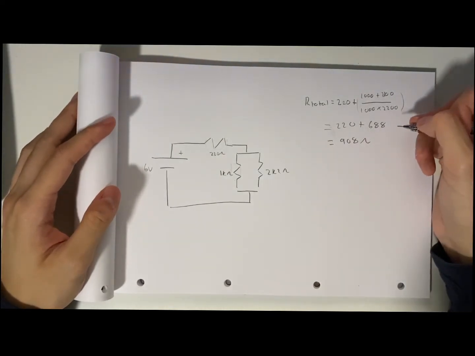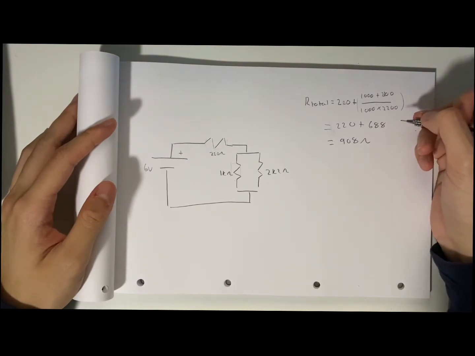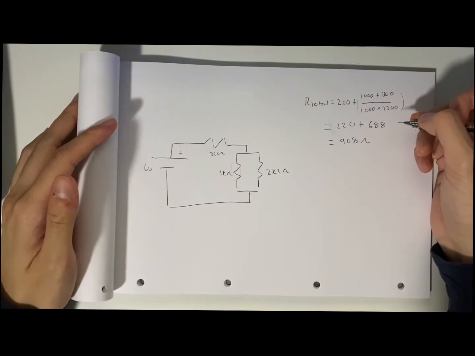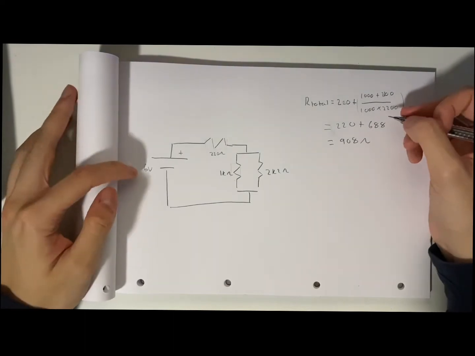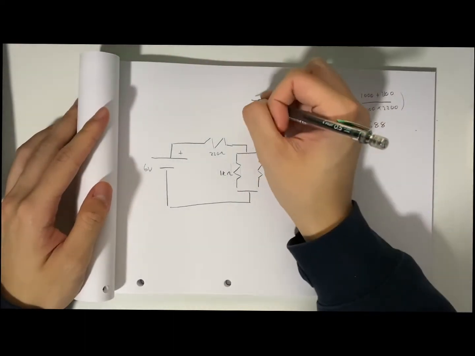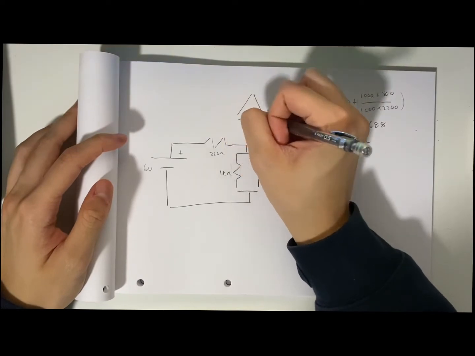Nice. So why did we solve this? Why did we find this? Maybe we want to find the current supplied by our power source. In this case, it's our 6-volt battery. So I'm going to use Ohm's law for this.